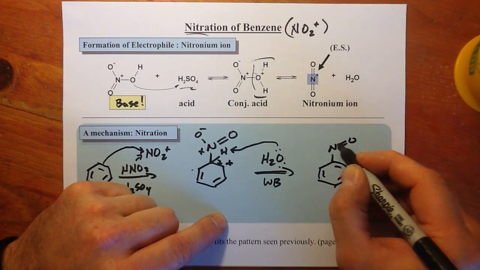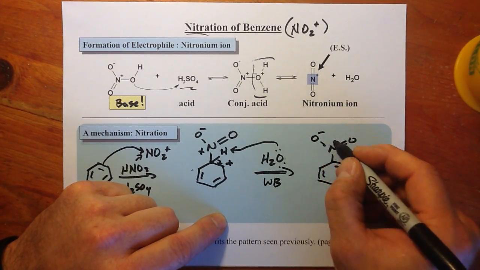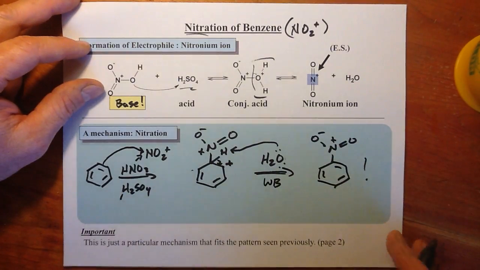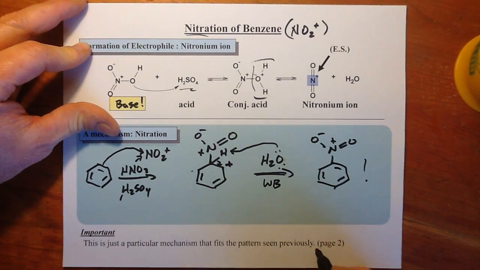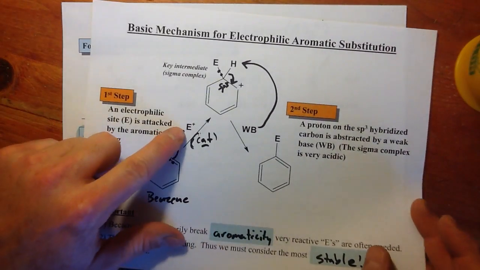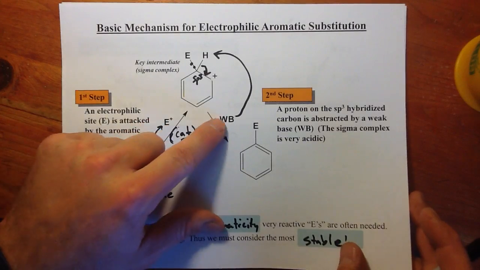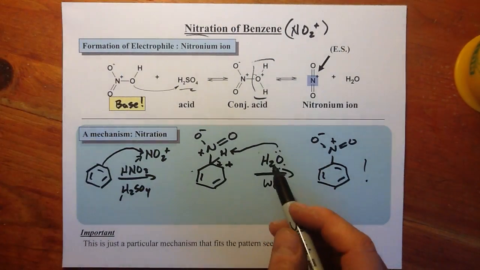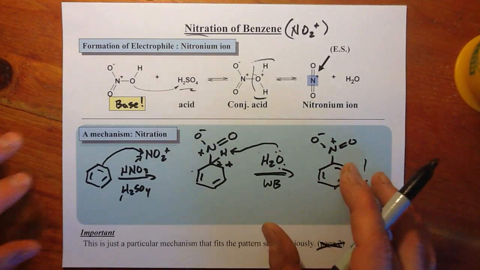And we have nitration of the benzene ring. This is just, again, a particular mechanism that fits the pattern seen previously. It's not necessarily on page 2, but it's just a new electrophile. And our weak base is just something in solution, whether, again, it's water or sulfate anion or hydrogen sulfate anion.